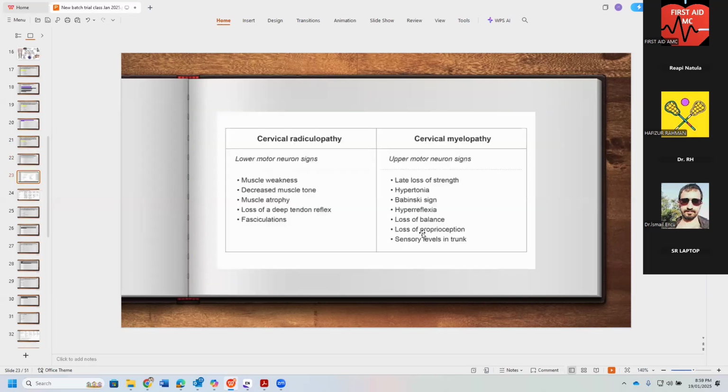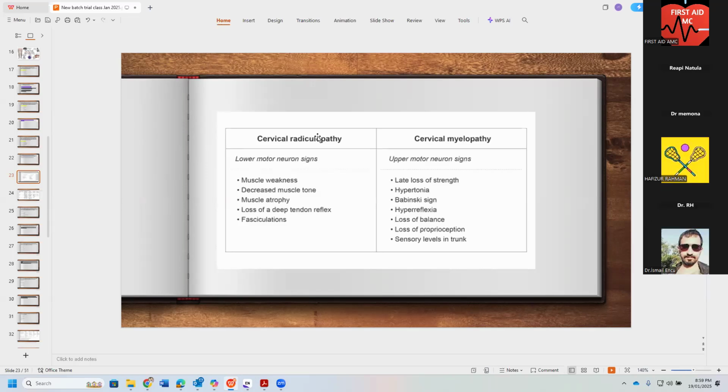So cervical radiculopathy and myelopathy. Radiculopathy is when the spinal nerves are compressed as they pass through the foramina, and it will present with symptoms of lower motor neuron signs.